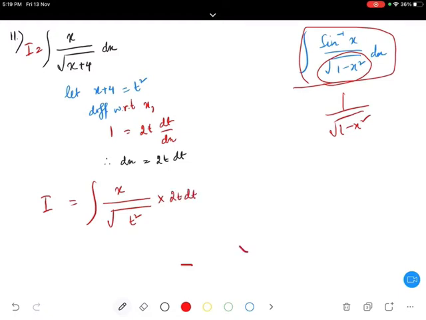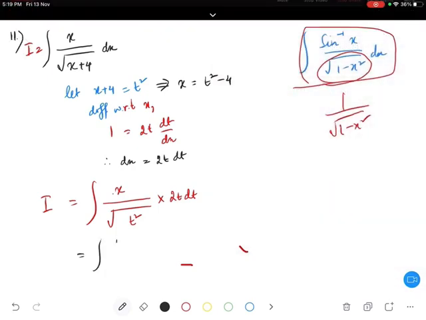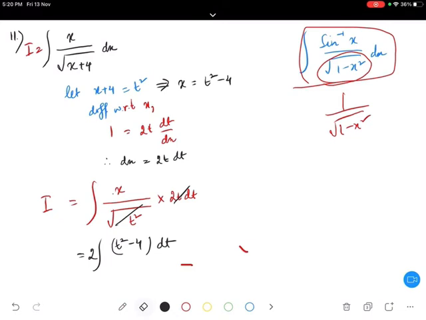Now tell me one thing. What about this x? This x is again creating a problem. So what will I do? I know x plus 4 is equal to t square, so I will write x is equal to t square minus 4. So I will write t square minus 4, and here square root of t square is t only, right? So I will just cut this t. Square root of t square is t only, so I will cut that. I hope you understood. And this 2 I will take out and write dt like this. Okay, clear?